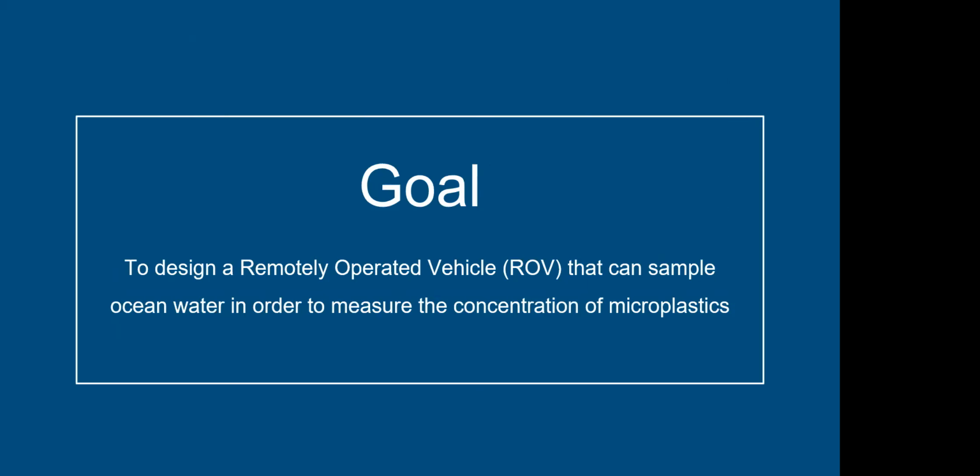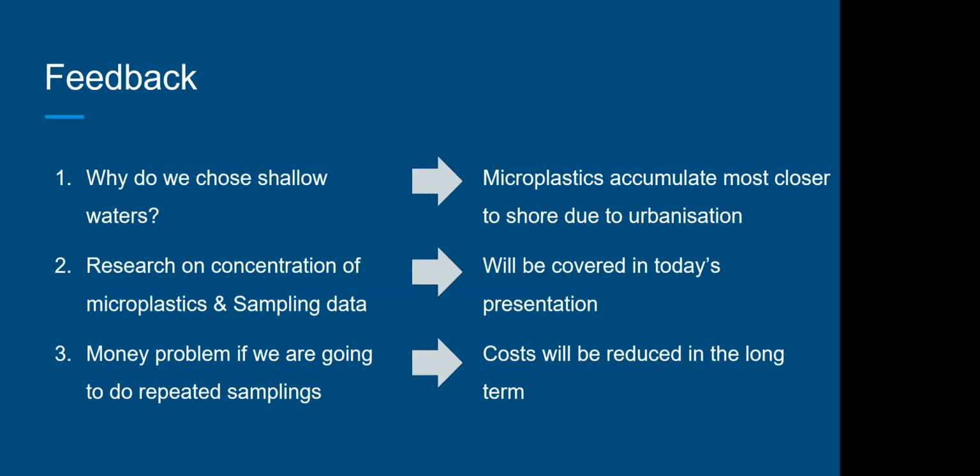So our goal is designing a remotely operated vehicle that can sample ocean water in order to measure the concentration of microplastics. So here are the feedbacks that we got last time. First one is, why do we choose shallow waters? Because microplastics accumulate most closer to shore due to the urbanization. I will show the materials about this feedback later.